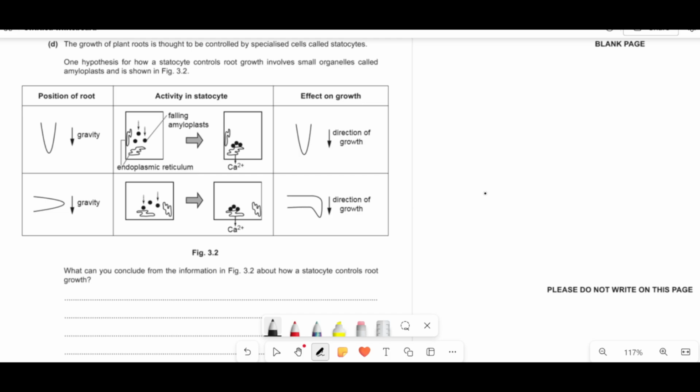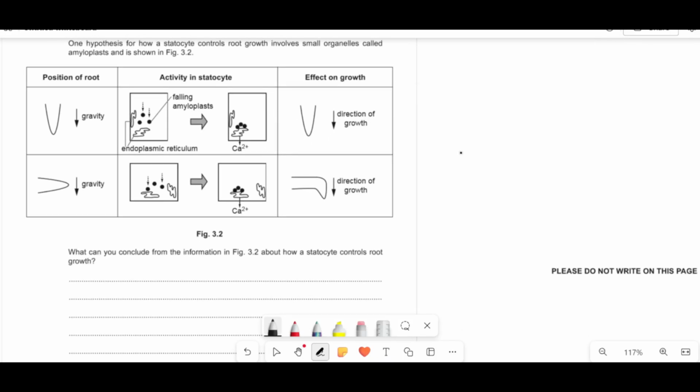So the growth of plant roots is thought to be controlled by specialized cells called statocytes. One hypothesis for how a statocyte controls root growth involves small organelles called amyloplasts and is shown in this figure. So you've got the position of root, gravity is down, and here as well. And it says falling amyloplast seems to be linked to the gravity here. And then what happens is you've got our endoplasmic reticulum. You can see the Ca2+ moving out, and then it causes the direction of growth going down. Whereas if we have gravity this way, we've got the falling of the amyloplasts as well into what looks like the endoplasmic reticulum. Again, we've got that Ca2+ coming down, and the growth goes down.